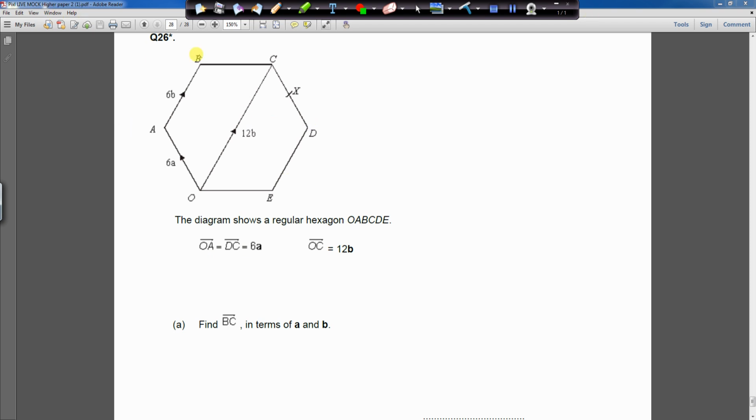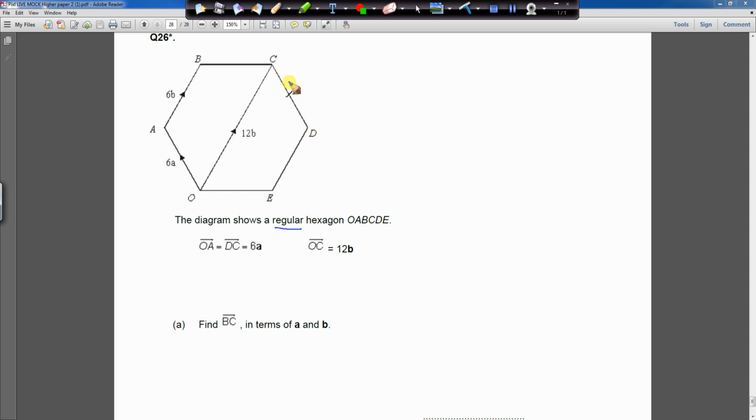O to C, let's put the colors. O to C is equal to 12b. Find BC in terms of a and b. Now, because it is a regular hexagon, the keyword here is regular, we know if that is 6a, it's parallel to this one, that's also 6a.